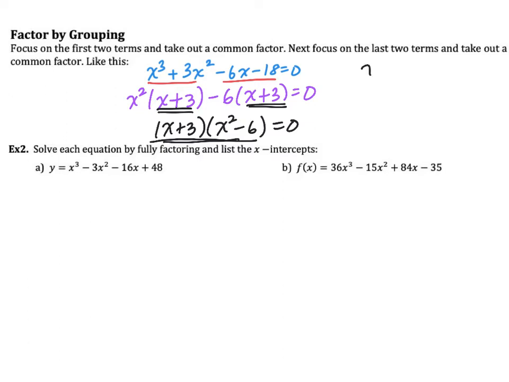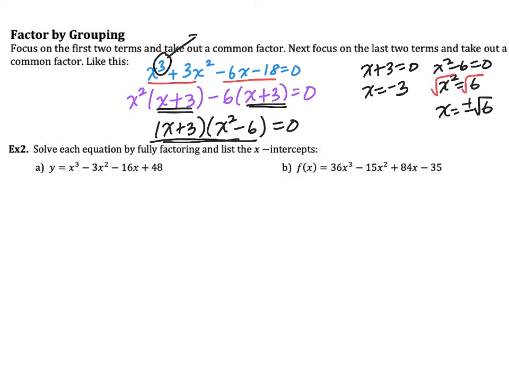I would continue to x plus 3 equals 0 or x squared minus 6 equals 0. Therefore x equals negative 3. Here I would get x squared equals 6. I have to take the square root of both sides. When you take the square root of both sides, I have 2 solutions.